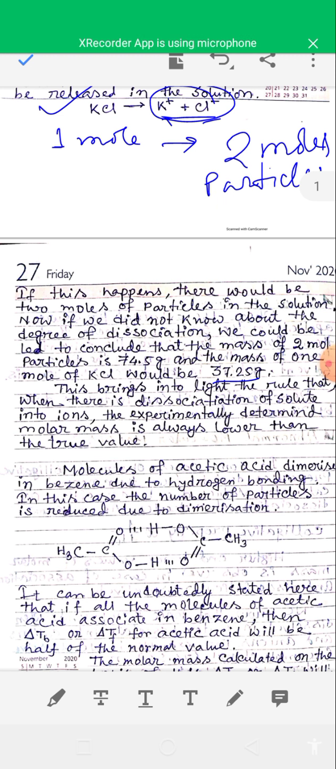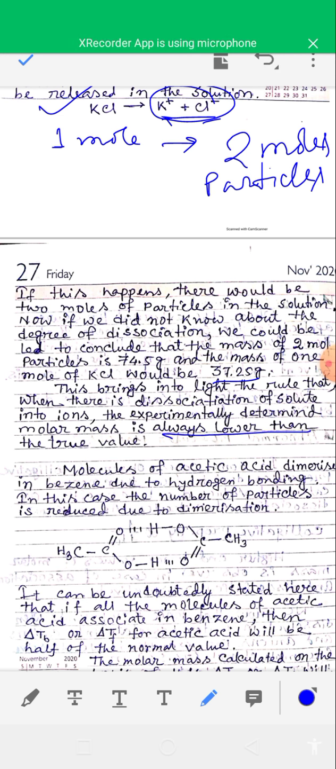When there is a dissociation of solute into ions, the experimentally determined molar mass, or observed molar mass, of the solute is always lower than the true value. This is abnormal molecular mass, and this type of abnormal molecular mass is found only when the nature of the solute is dissociative or associative in nature.